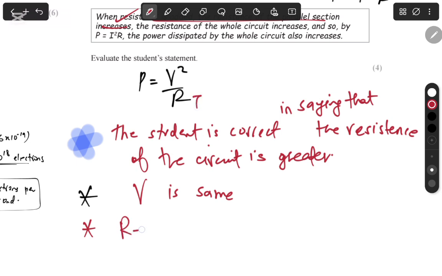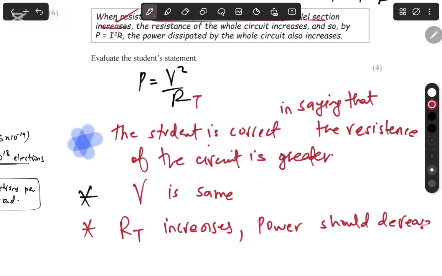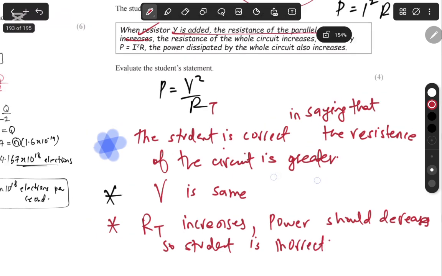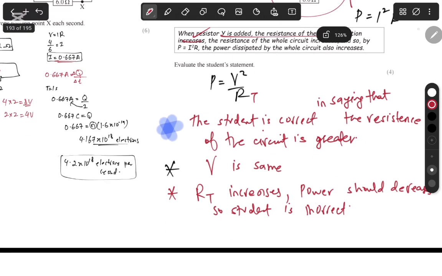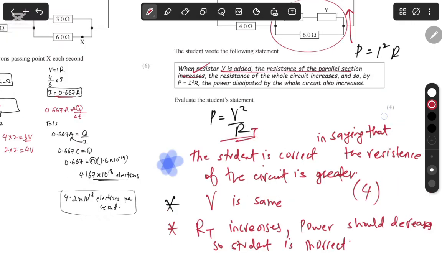So as the total resistance increases, power should decrease. So the student is incorrect when he says that the power is increasing. Okay, so that's going to be your 4 marks right over there. Now I want to talk about the other equation.